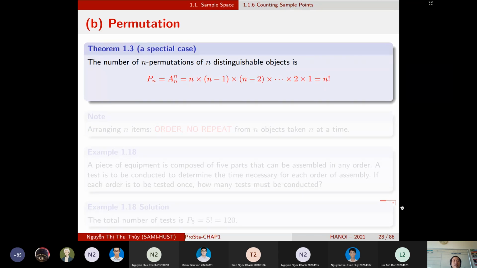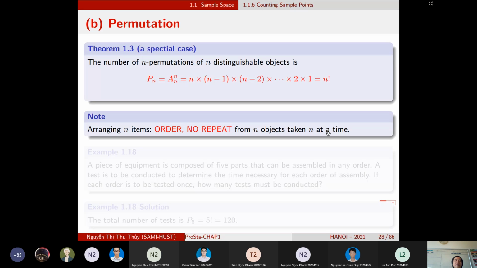Okay, and now the special case of permutation is we take n permutation of n distinguished objects, and now we denote it by Pn or An over n. Okay, An over n, and we get the total number of n permutations is n factorial. So it's like we arrange the n items in order with no repetition.